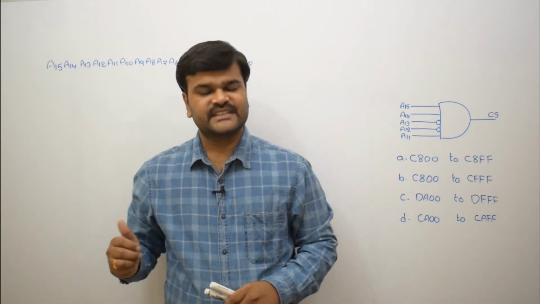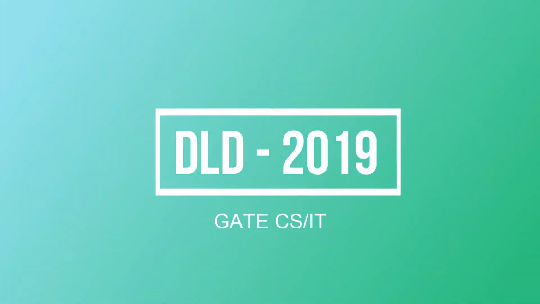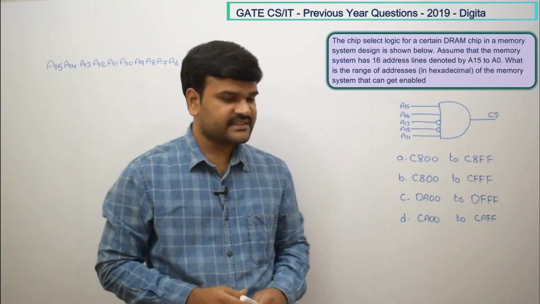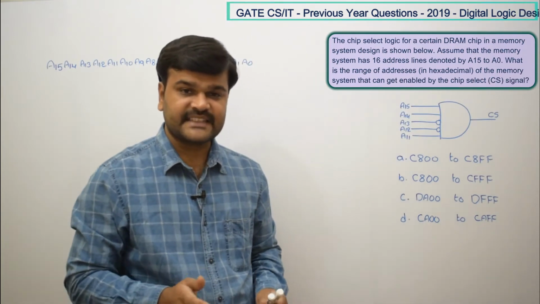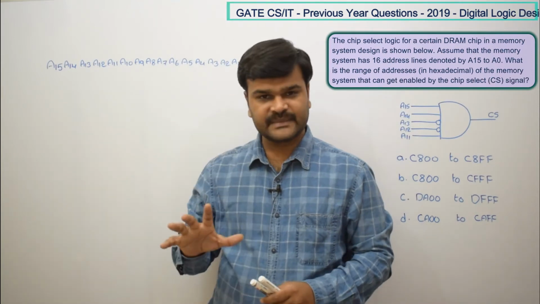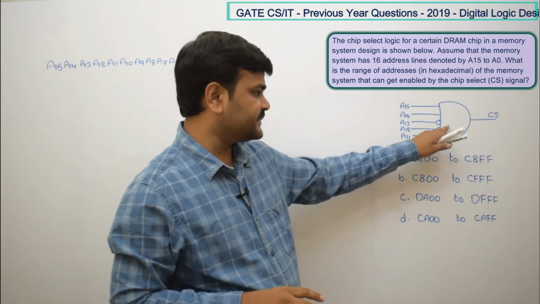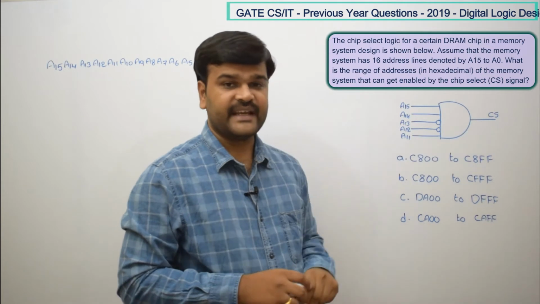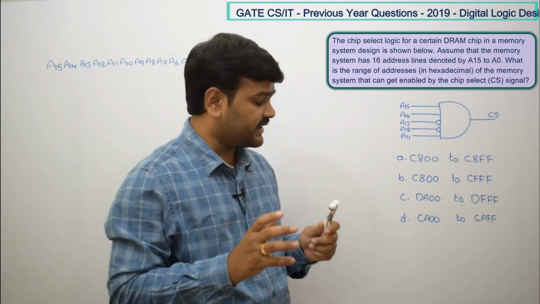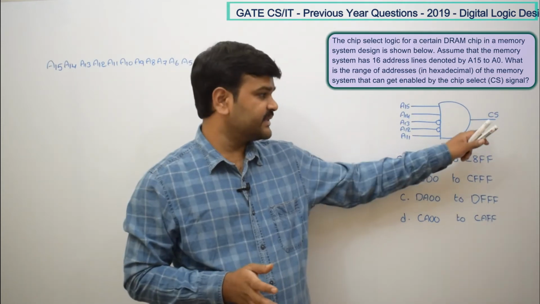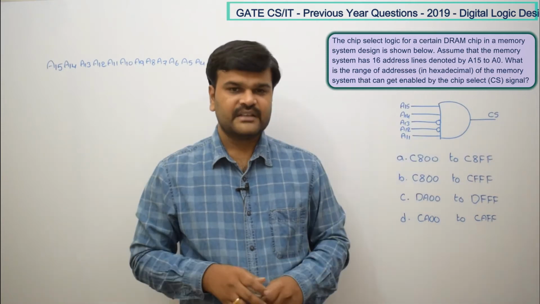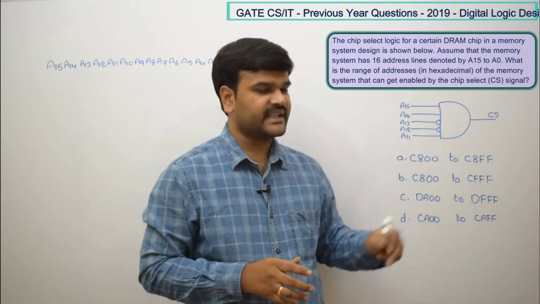Hi. So this is the question given in 2019 CSIT, from the DLD subject, that is Digital Logic Design. In this question, it is given that there are 16 address lines for a memory design, and one chip is given here. When is this chip going to be enabled? That means for what inputs is this chip enabled, that means when is CS enabled. Those input ranges we have to tell here.